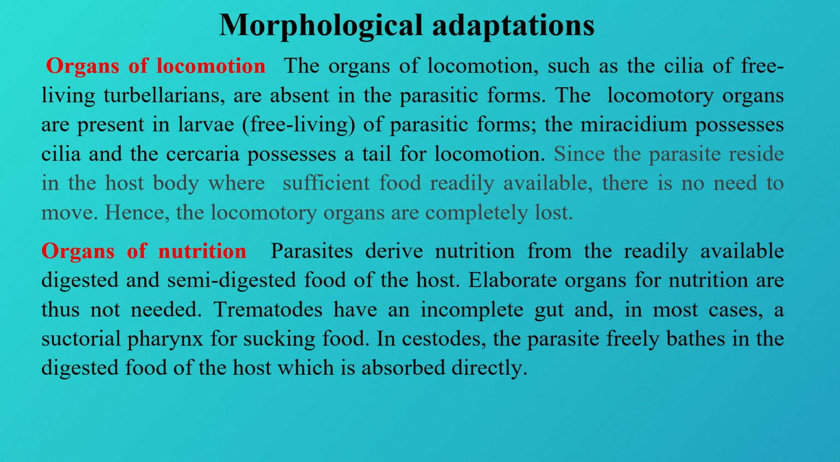Moving on with the next morphological adaptation, the organs of locomotion. Locomotion is actually an effort for procuring food, but since parasites inhabit places in the host body where sufficient food is already available without much effort, the organs of locomotion are absent in the parasitic forms. Whereas in the free-living turbellarians, organs of locomotion such as cilia are found. In the parasitic forms, the locomotory organs are found in their larval forms. For example, the miracidium possesses cilia and the cercaria possesses a tail for locomotion.